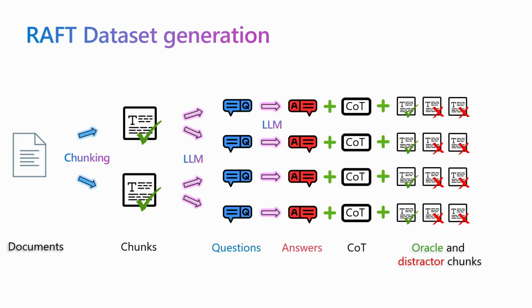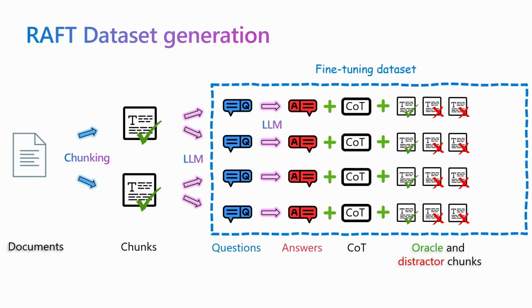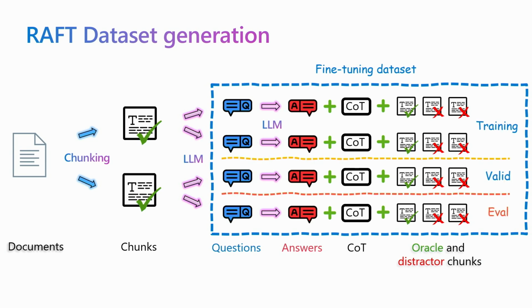And in addition to that answer and that chain of thought, we're going to attach the chunk from which we generated the question, the oracle chunk, as well as some distractor chunks thrown into the mix to train the model to be robust to information that is not relevant to answer the question. We take all of that, we bundle it into a data set. This is going to be our fine-tuning data set, which we are going to be splitting in a few parts.